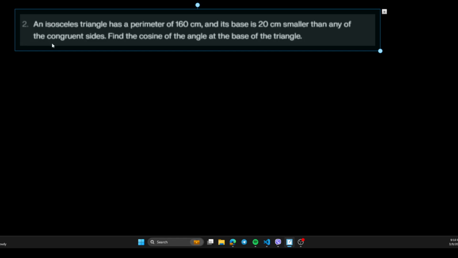Let's take the second one. An isosceles triangle has a perimeter of 160 centimeters and its base is 20 centimeters smaller than any of the congruent sides. Find the cosine. Cosine? Hold on, did you learn trigonometry? Seriously? Did you learn about trigonometry?